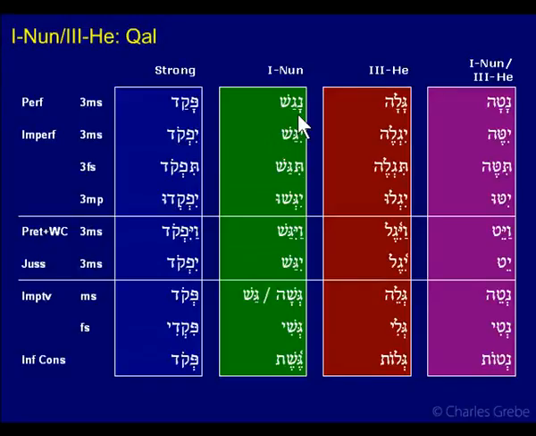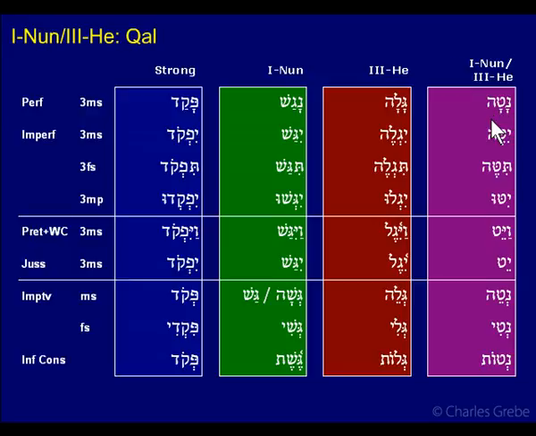First nun, third hey, Qal. So what do the first nun, third hey verbs look like in the Qal? We're going to look at nata, as I said in the last module. This means to extend or to stretch out, and there's our nun, and there's our hey, first nun, third hey.